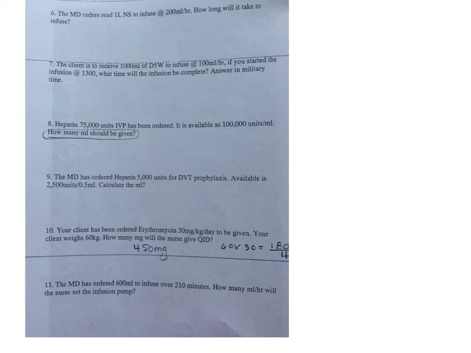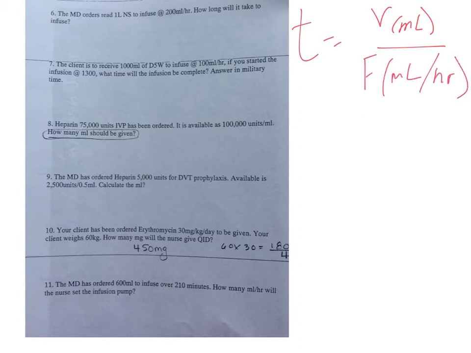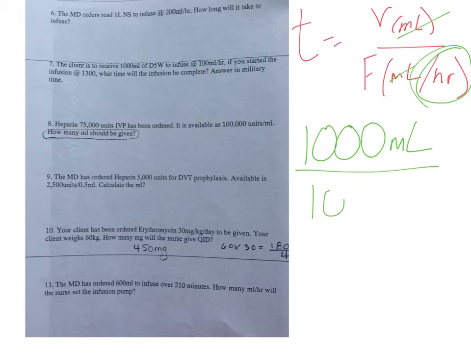So let's take a look at number 7. Our time formula for our IVs is to calculate the time. What I need is the volume. So the total volume, again, must be in milliliters. And I'm going to divide it by the flow rate, and I'll just call that F. The flow rate will be given to us as milliliters per hour. There you go again. We see those units, and I see the same units across numerator and denominator, so they're going to cancel out, leaving me with, at the end of this problem, hours. That's what I want. So looking at number 7, it says the client is to receive 1,000 milliliters to infuse at a flow rate of 100 milliliters per hour.